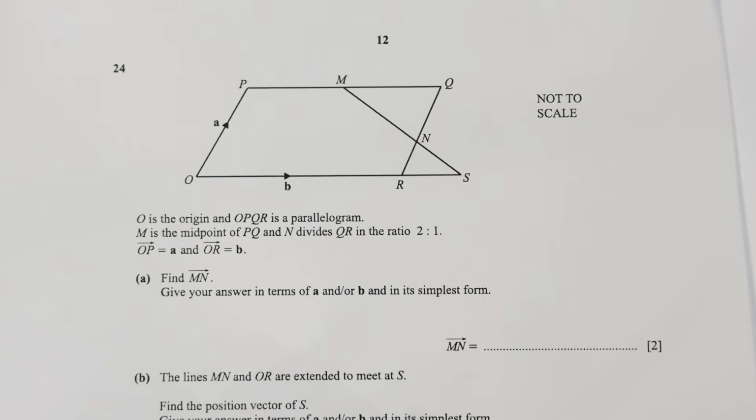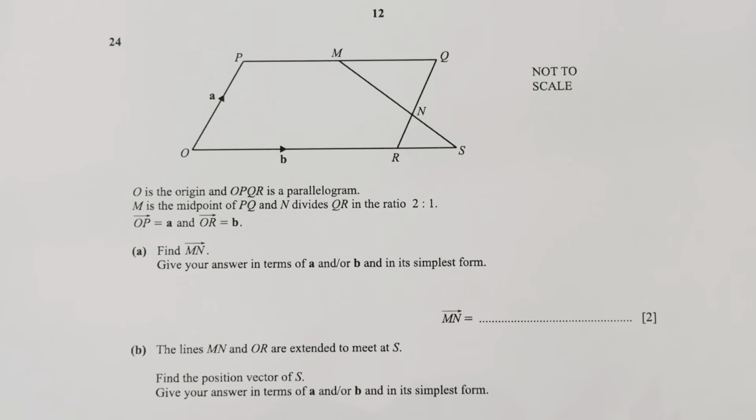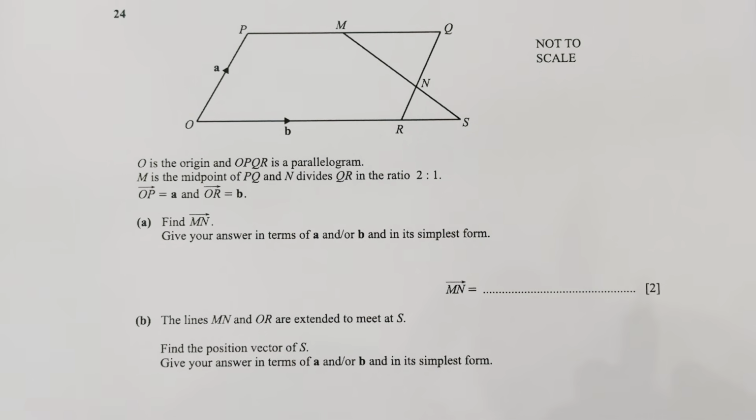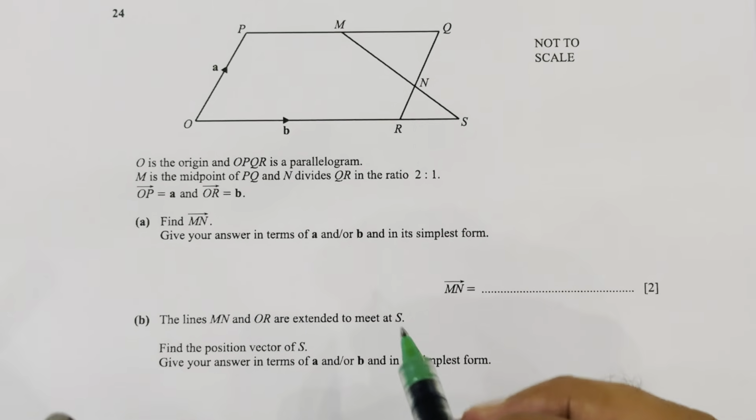Moving to the last question of our paper, question number 24. Question number 24 is from the topic of vectors. O is the origin and OPQR is a parallelogram. M is the midpoint of PQ and N divides QR in the ratio 2:1. OP is A and OR is B. Find MN, give your answer in terms of A and B.